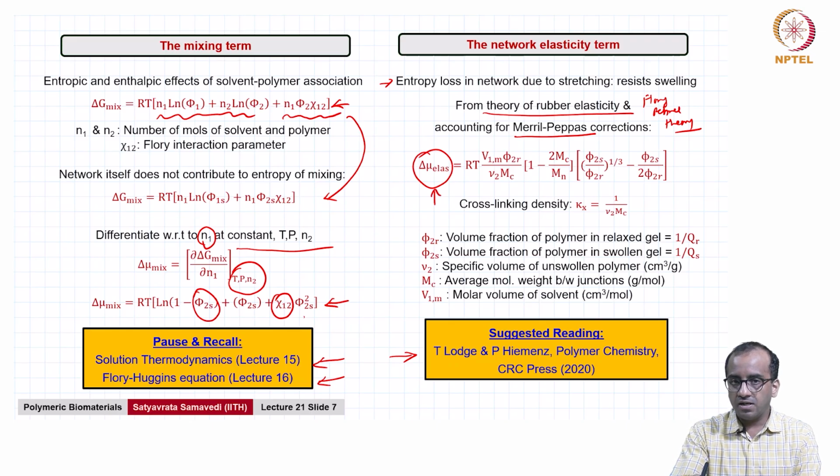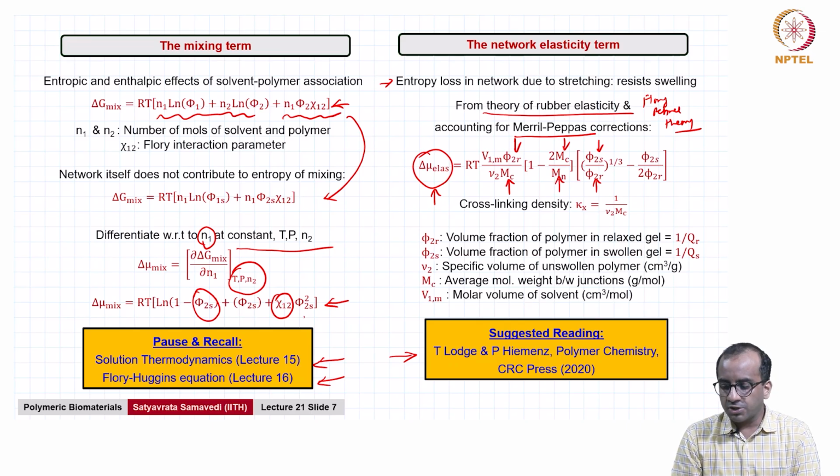a way to relate the network elasticity term, that is the change in free energy, to the volume fraction of the polymer in the relaxed and the swollen states, Mc, which is the molecular weight between crosslinks, Mn, which is the molar mass of the initial polymer that you begin with, and V1 sub m represents the molar volume of the solvent, which is fixed for water or any solvent that you are using, and nu2, which is the specific volume of the unswollen polymer, which is also fixed based on your experiment.